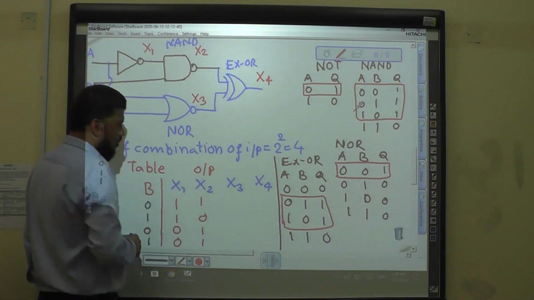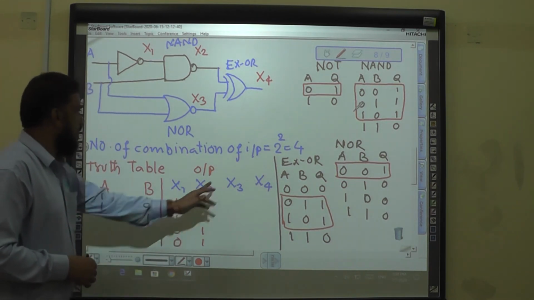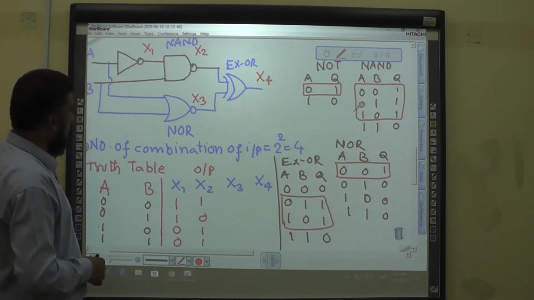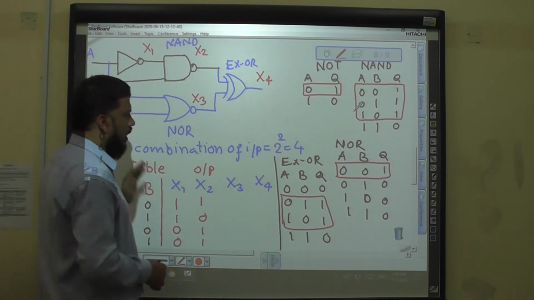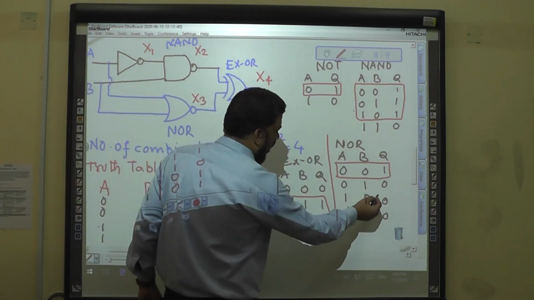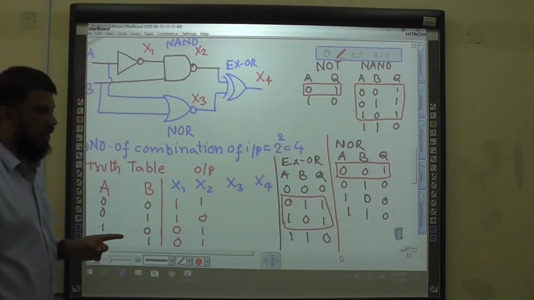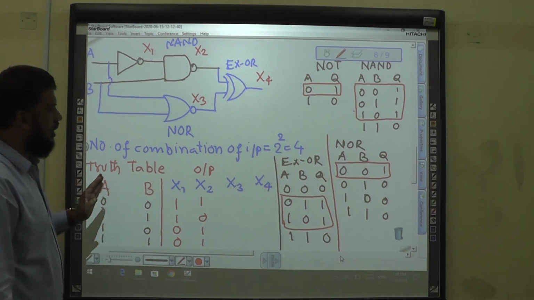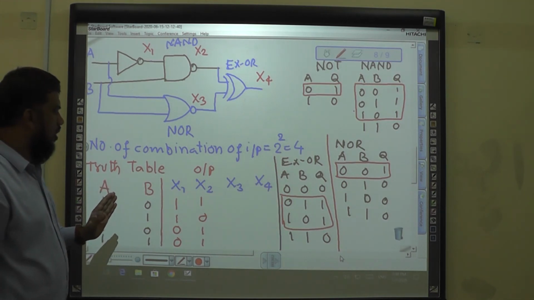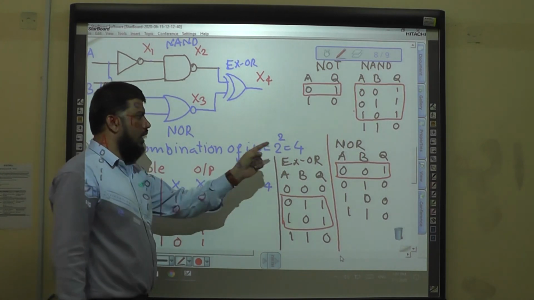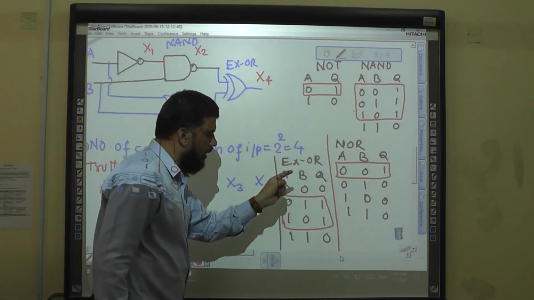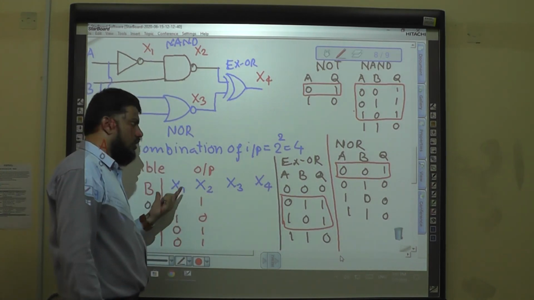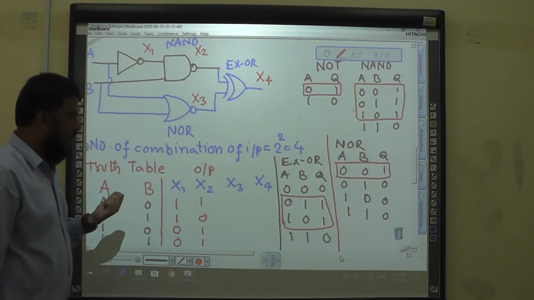Now come to the x3 output. x3 is the NOR gate, which takes the inputs A and B. And what is the truth table of the NOR gate? The output is only high when both the inputs are 0. Remaining all outputs will be low. If any one of the input is high, the output will be 0. Otherwise, if both inputs are 0, the output will be high.